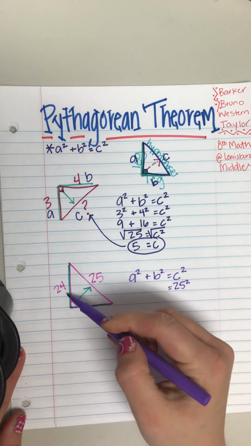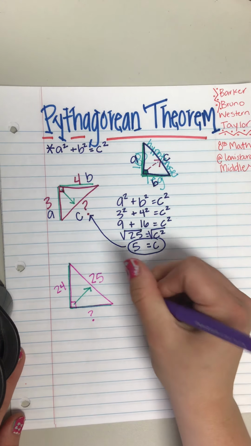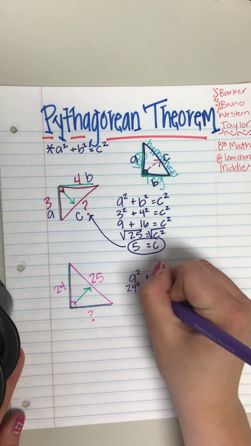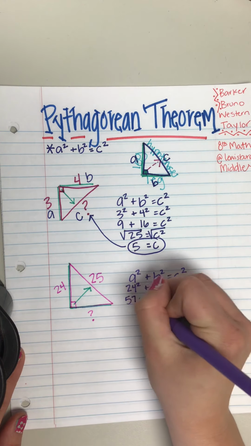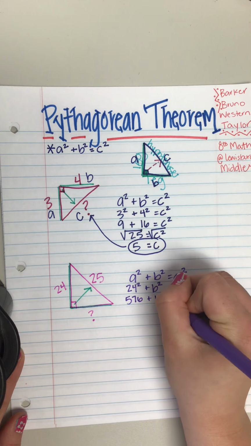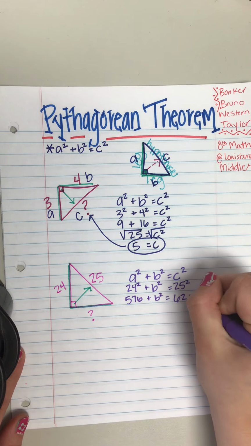A or b can be either one of these legs. It does not matter which place you put that in. I'm just going to fill in the first one because it's there. And I'm going to put a b squared still in my problem because I do not know what b is yet. So 24 squared is 576, plus b squared, equals 25 squared, which is 625.